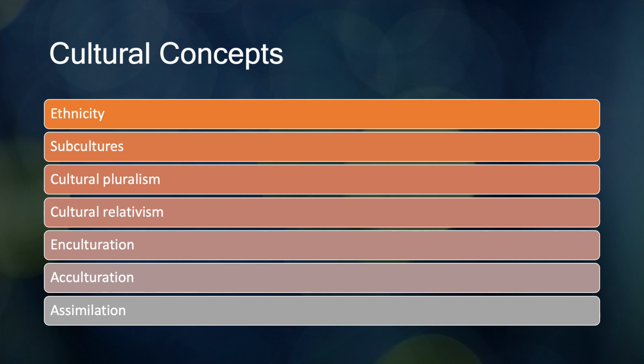Cultural pluralism is when smaller groups' unique culture identities are accepted within the dominant culture. So this is respecting other ways of life. So Canada is multicultural, and so that is an example of cultural pluralism.